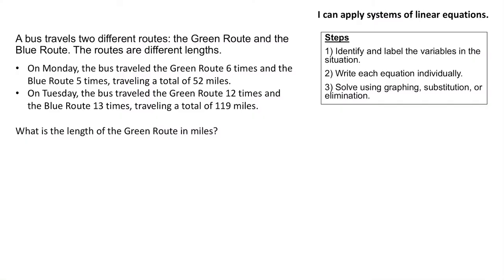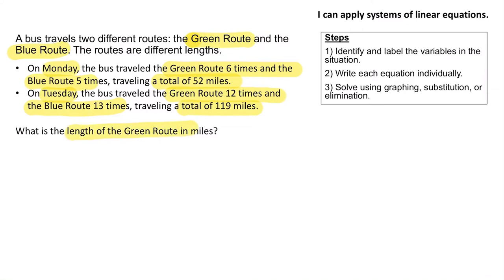So let's now find the important information. So we have the green route and the blue route. On Monday, they went the green route 6 times and blue route 5 times, total of 52. On Tuesday, they went green route 12 times and blue route 13 with a total of 119. And we want to know the length of the green route.